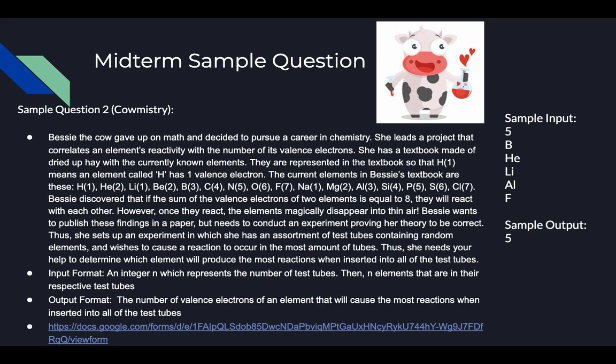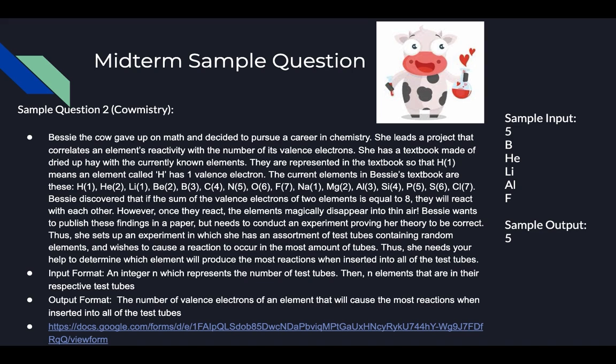They are represented in the textbook so that H(1) means that the element H has 1 valence electron. The current elements in Bessie's textbook are these: H1, He2, Li1, and then I'm not going to read all of them. Bessie discovered that if the sum of the valence electrons of 2 elements is equal to 8, they will react with one another. However, once they react, the elements magically disappear into thin air.